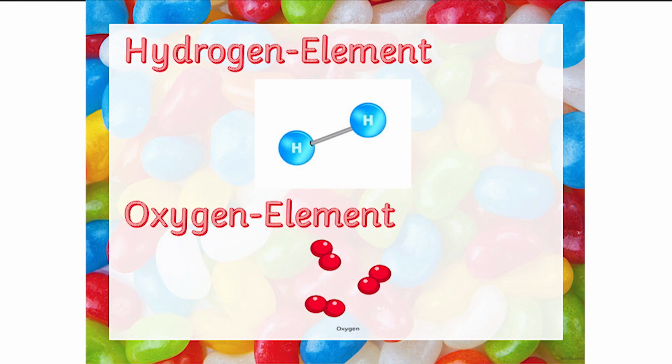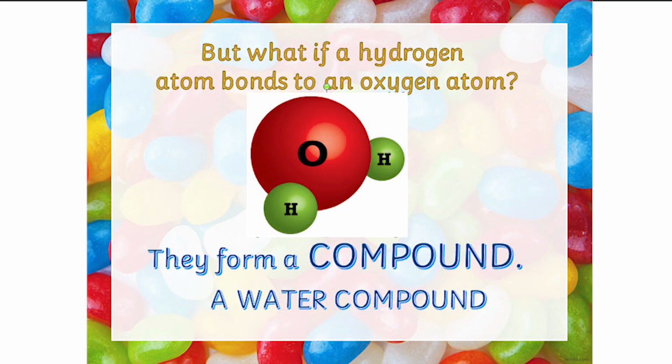Right now, let's talk about H2O, which is water. Do I have only one type of atom? No, there are two types. The first type is hydrogen and the second is oxygen. So is water an element? No, it isn't an element because I have more than one type of atom. Water is a compound.